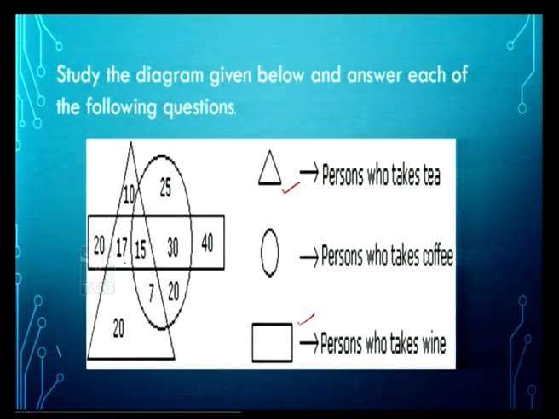You can see this 20, this 17, 30, 40. Here the 20 is completely in the rectangle, so who takes wine only? This 40 also. This 17 comes under the triangle and rectangle, but not in the circle. So, this 17 gives the persons who take tea and wine but not coffee. This is the answer.